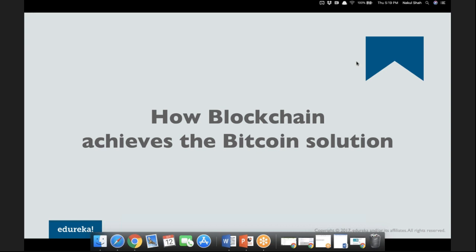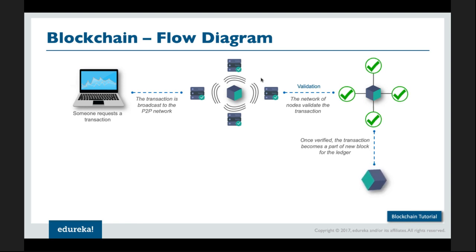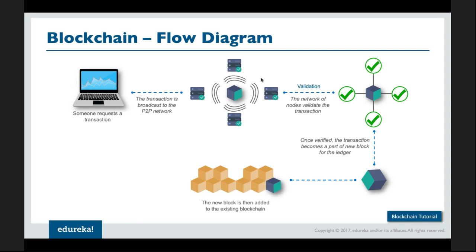Now we see how the blockchain achieves a Bitcoin solution. So this is a high-level flow diagram. Initially, a transaction is created. Once that transaction is created, it is called a transaction request. That transaction is sent to the entire network. So it propagates throughout the peer-to-peer network that we have, and goes to every node within that network. Once the nodes validate the transaction, they add those validated transactions to a block. And once the block is created, the block is then attached to the blockchain, and that is how the transactions get confirmed, and the transaction is then considered a complete transaction. So this is how the high-level flow of the entire process takes place.